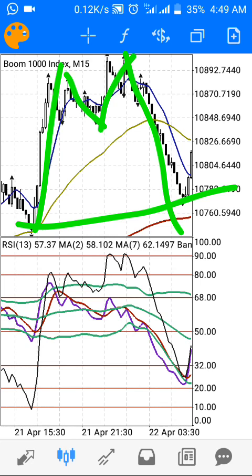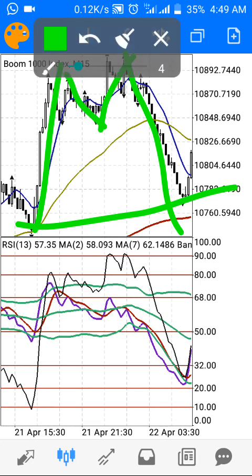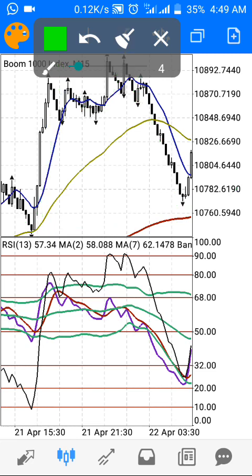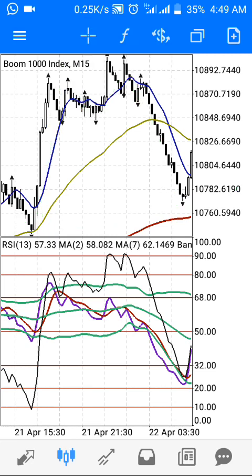So assuming you saw this and you had an opportunity, you make your entry and you will be in profit. So this is how to identify a MO formation in your chart.